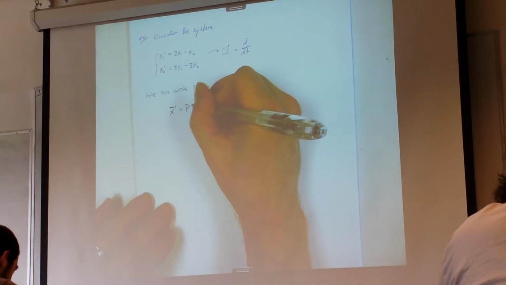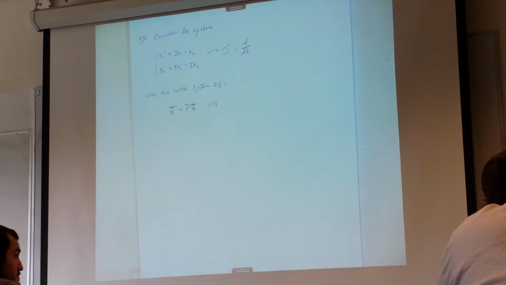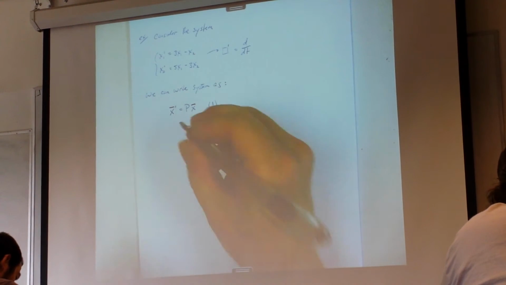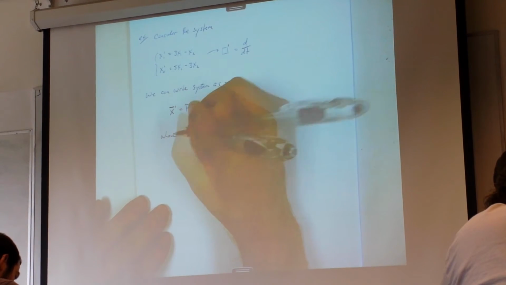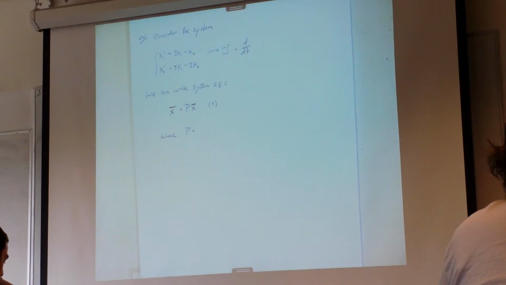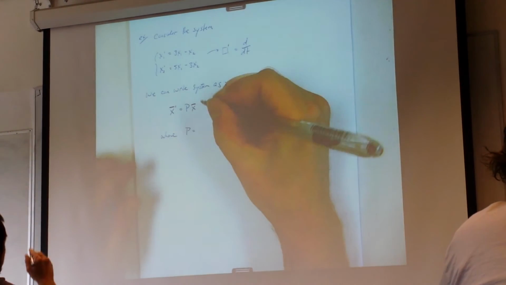I put a bar over my column vectors just to distinguish them from a single function x of t. Is that like an arrow vector? Yeah, kind of. In the book, those are all bold. Gotcha. All right, where P would be what matrix? P we call the coefficient matrix. What would it be?